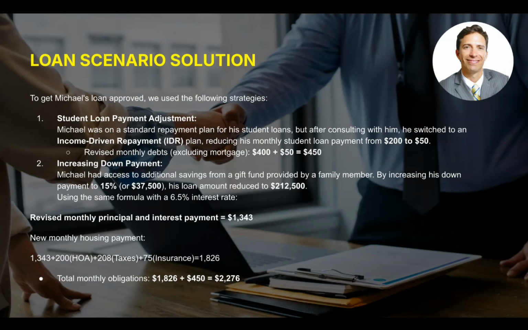By increasing his down payment to 15%, or $37,500, his loan amount reduced to $212,500. Using the same formula with a 6% interest rate, the revised monthly principal and interest payment is now $1,343. And then if we input that back into our equation to calculate the PITIA, which would include the HOA, taxes, and insurance, we're going to get a total of $1,826. So now, if we add that plus $450, we're going to get his total monthly obligations, which would be $2,276.